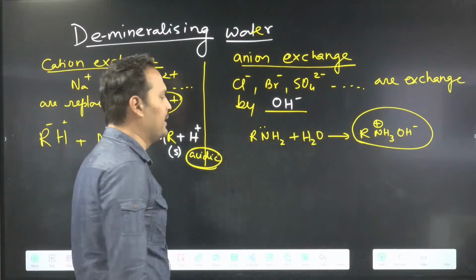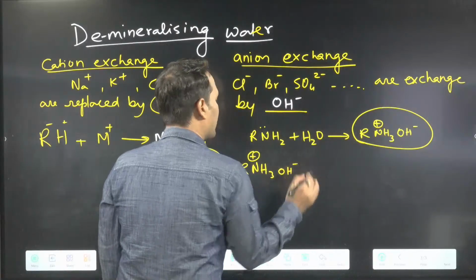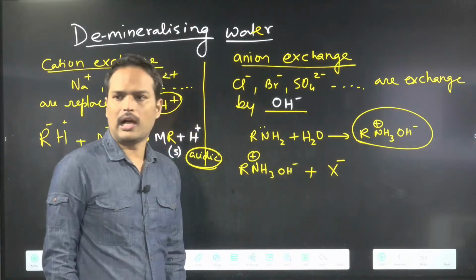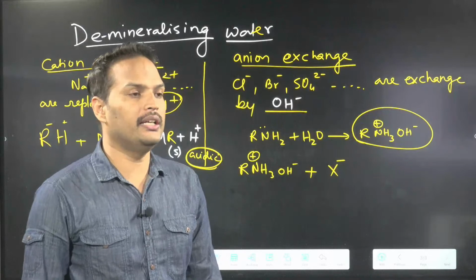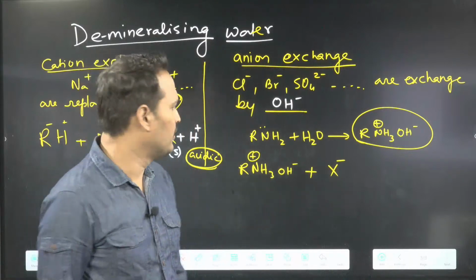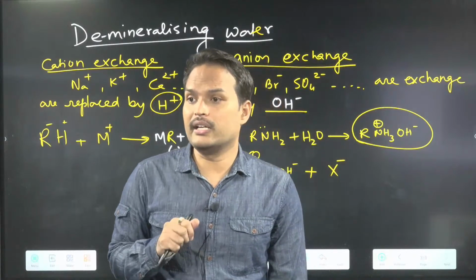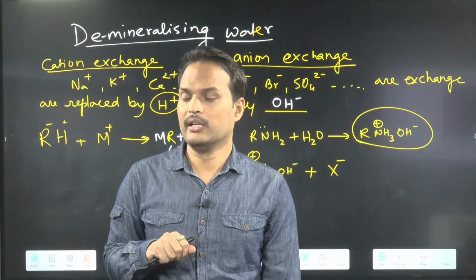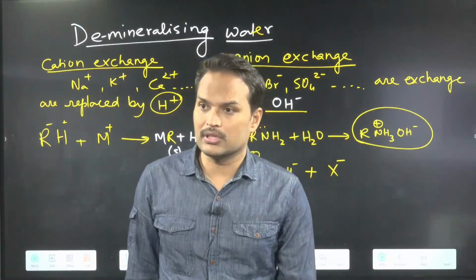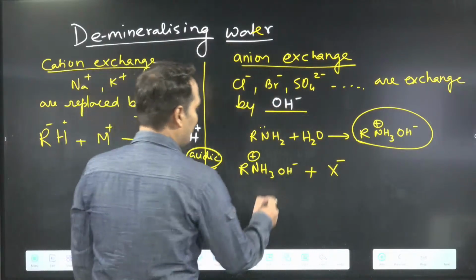To remove the minerals. So now what I will do? I will take this RNH3 plus OH minus, and suppose X minus is there. I will put this in water. Water is containing X minus, Cl minus, Br minus, sulfate, nitrate, whatever is there. In the environmental chemistry chapter you read there, nitrate is not good. Lead is not good. We have to remove all these things. Blue baby syndrome, class 11. Remember all these things.